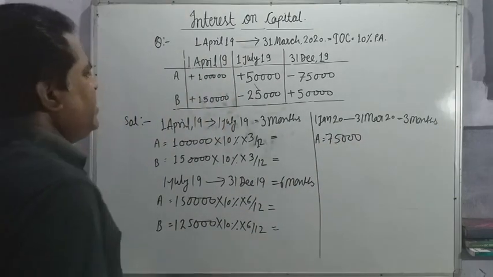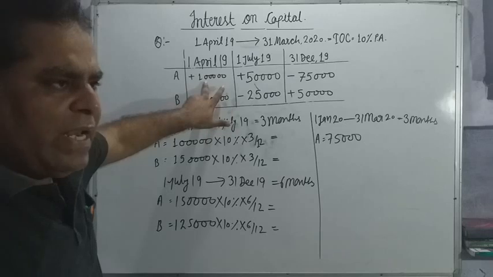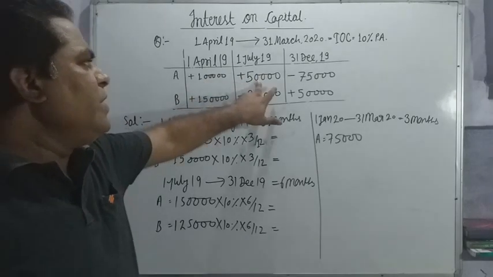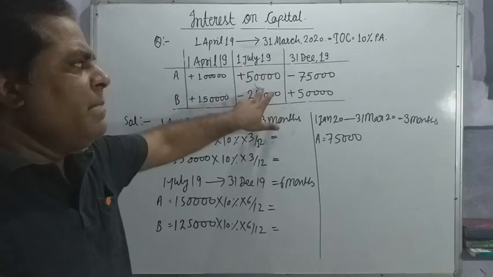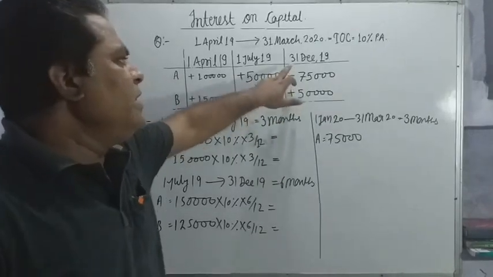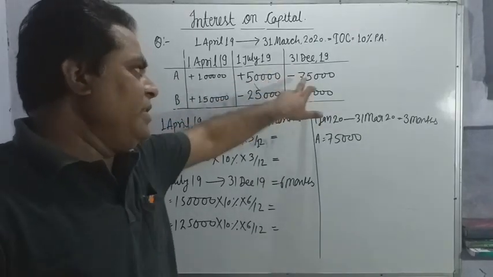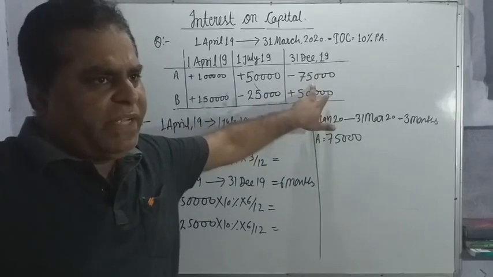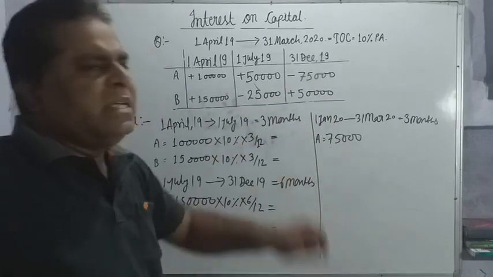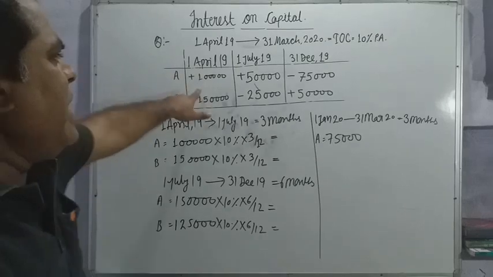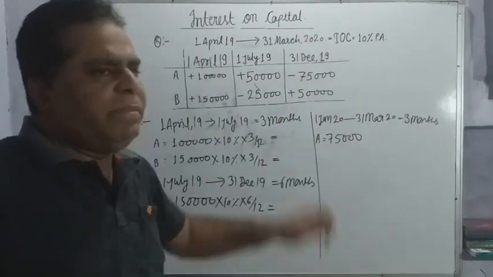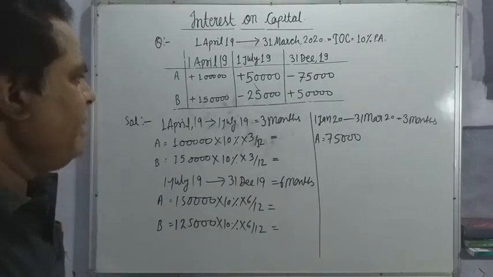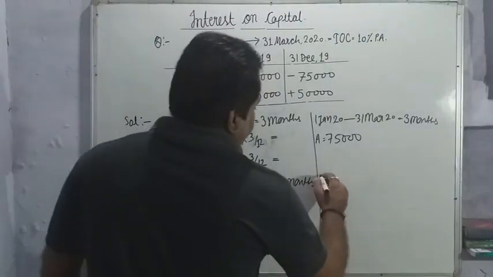How? Because initially he started with 1 lakh, and on 1st July he contributed 50,000, so 1 lakh plus 50, that is 150. But from 31st December he has made a deduction of 75,000. So now his new capital is 75,000 only. 1 lakh 50 minus 75,000. So how much new capital? Only 75,000 for A. Same way for B also.